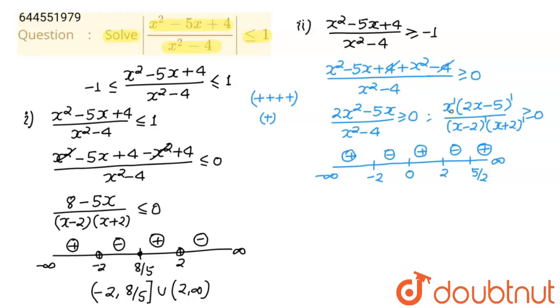Now 5 upon 2 is included and 0 is included because equals to 0 is there. 2 and minus 2 are not included. Greater than or equal to 0, so this range is our answer, this range is our answer, and this range is our answer. Now we need to find the intersection of both.